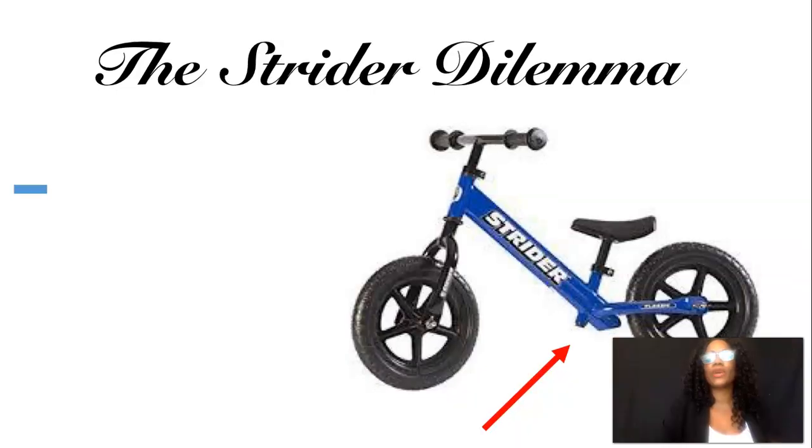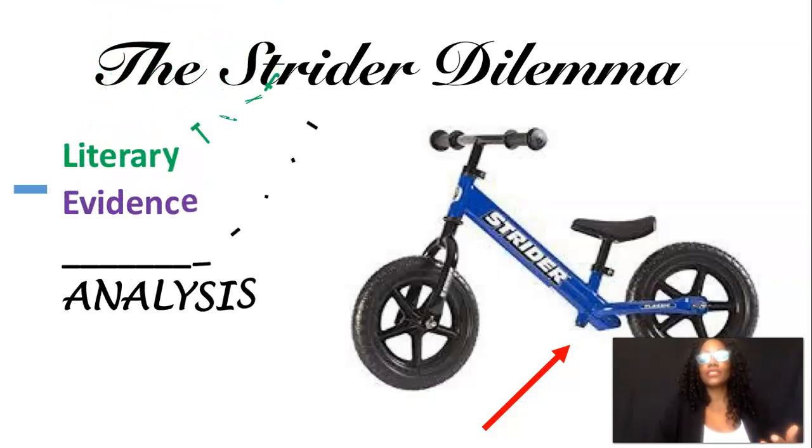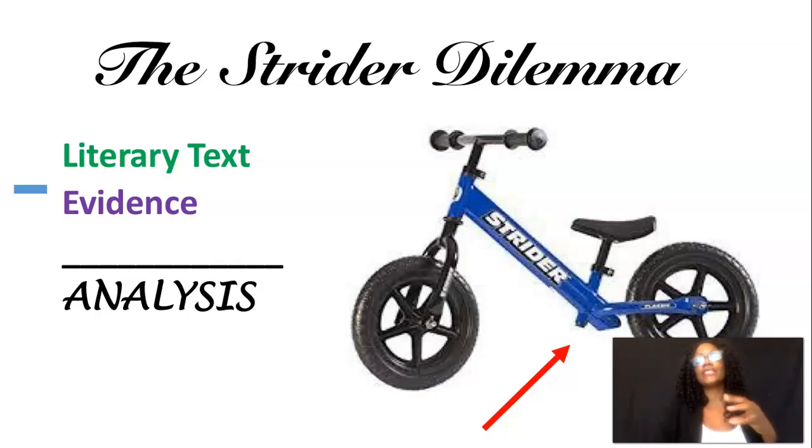I think the best way to discover that, another pathway, is the Strider dilemma. The Strider bike has no pedals. So the nicest way to do that is to take your text and take away that literary device. Remove the pedals. Remove that imagery from the work. And what happens when it's not there? How does the response, how does the text read? That could give you an analysis as well.